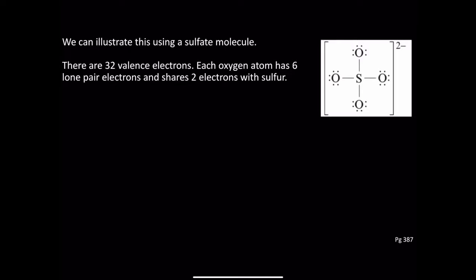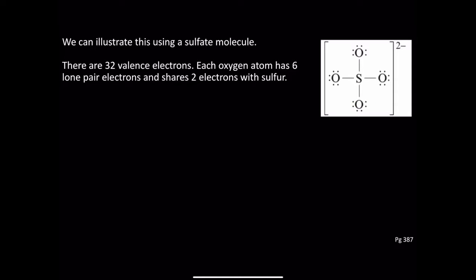There are 32 valence electrons total from all four oxygens and the sulfur, because each atom has 6 lone pairs and shares 2 electrons with sulfur. So you have 6 lone pair electrons, right? So 1, 2, 3, 4, 5, 6, and then you have these 2. So that gives oxygen the octet that it needs.